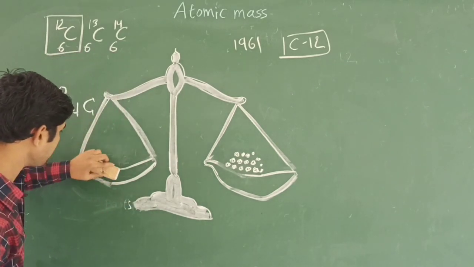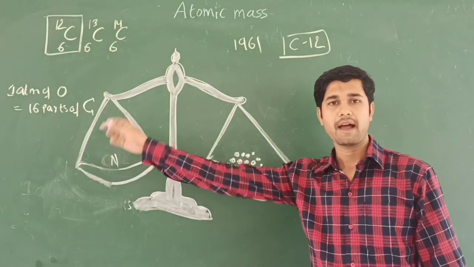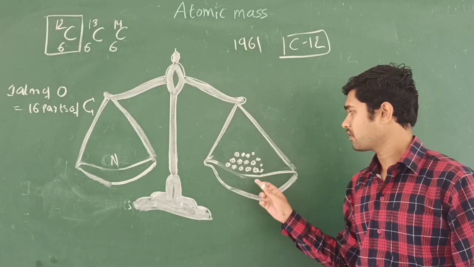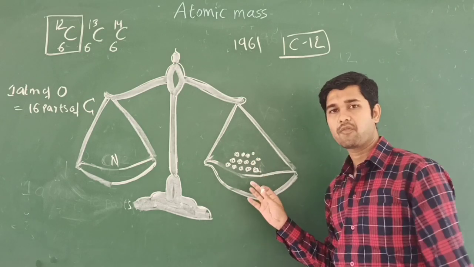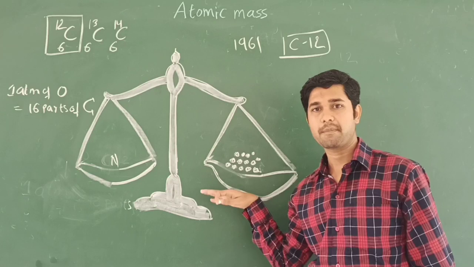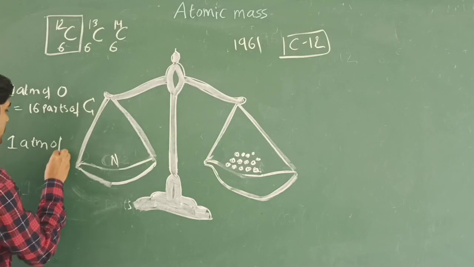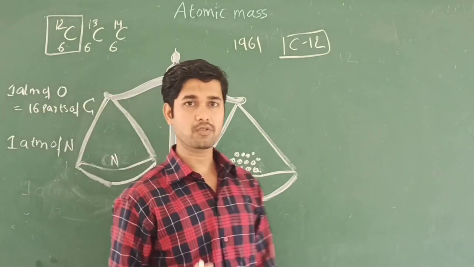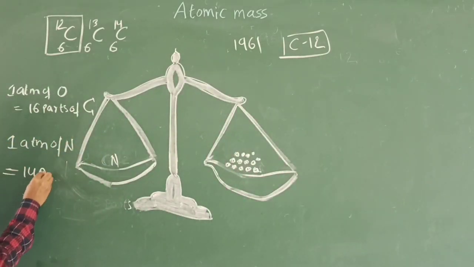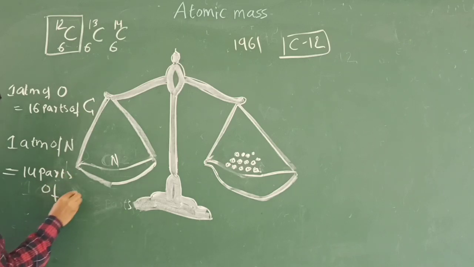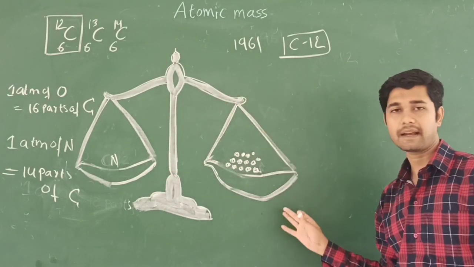Like this, I am going to take nitrogen here. You know that its atomic number is 7 and its atomic mass is 14. So now how many will be there? 16 will be there. I am going to remove the extra 2. Now it becomes 14. So it is balanced. I am going to say one atom of nitrogen is equal to how many parts of the carbon atoms? That is equal to 14 parts of the carbon atom. So this is the relative mass. This is the standard unit.